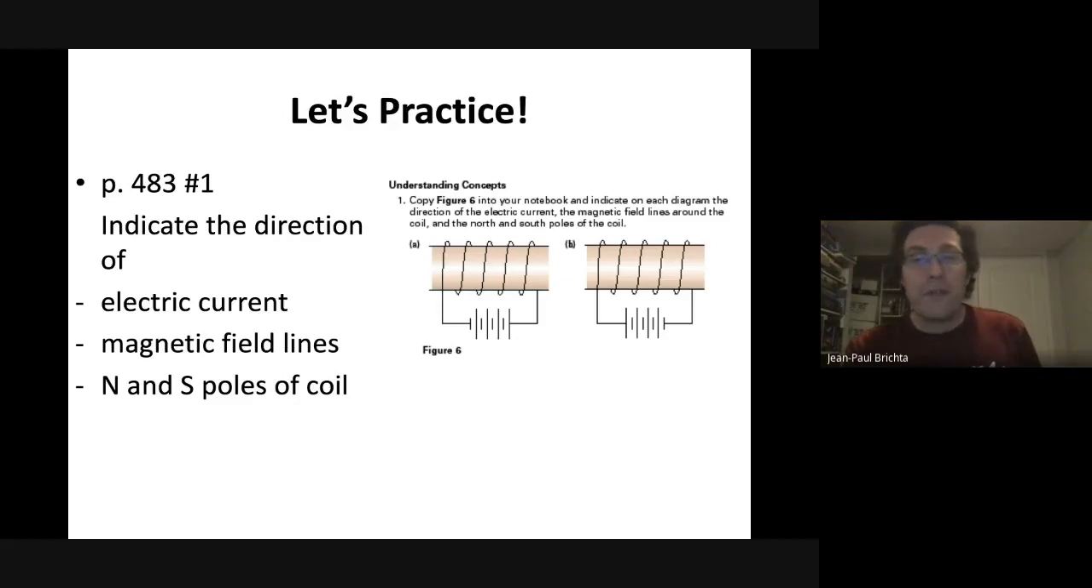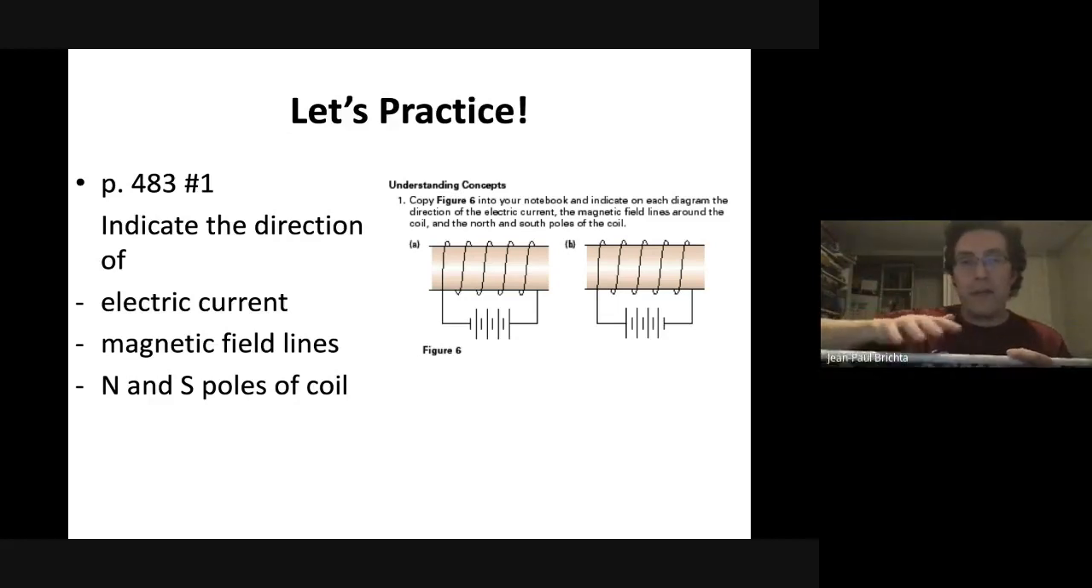Okay, if you're not sure, remember that you've got to start at the battery. The long vertical line represents the positive terminal and the shorter one represents the negative terminal. And in conventional current, the current always flows from the positive terminal. So in this case, if this is our conductor, then our current is going to be going down like this.